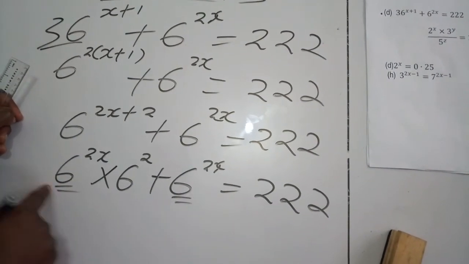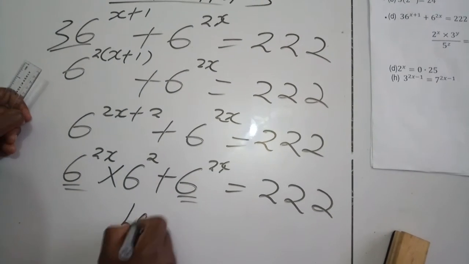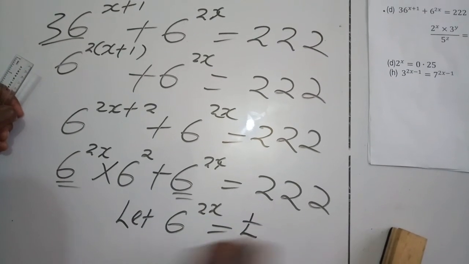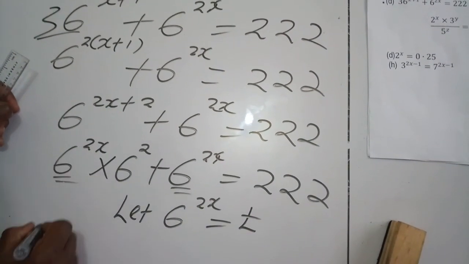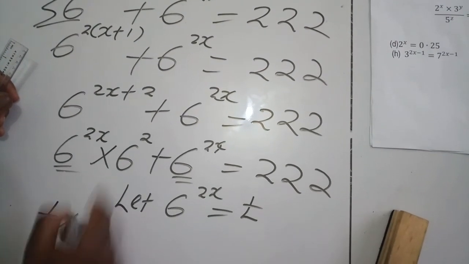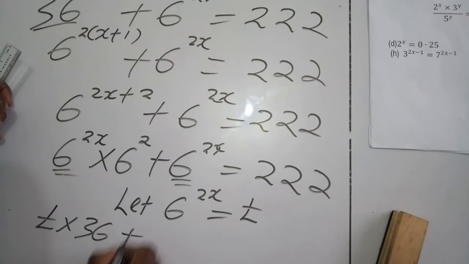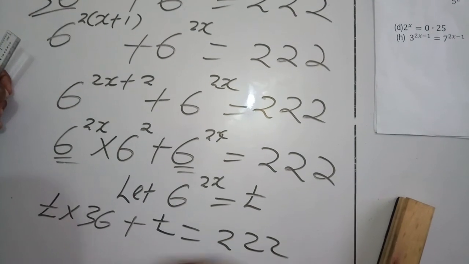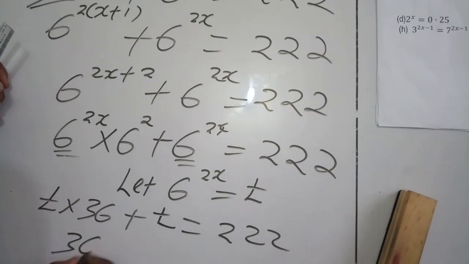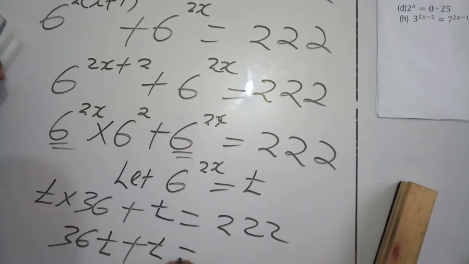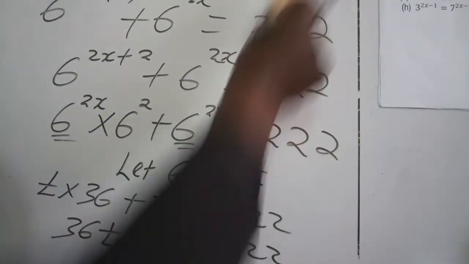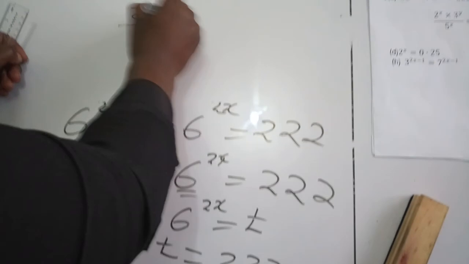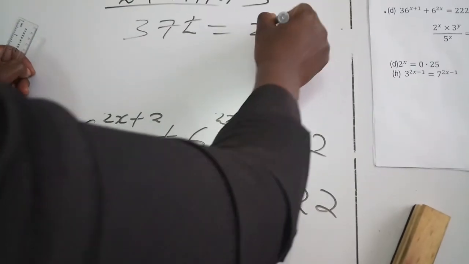This and this are similar. I can introduce another unknown to replace them. So you say let 6 power 2x be equal to t. Now what will I have here? I will have t times 6 squared, which is 36, plus t is equal to 2. So this by this will give me 36t plus t is equal to 2. Then of course this and this will give me 37t is equal to 2.